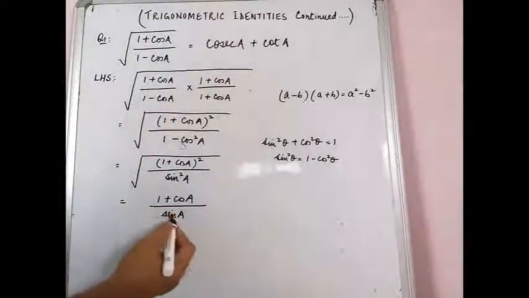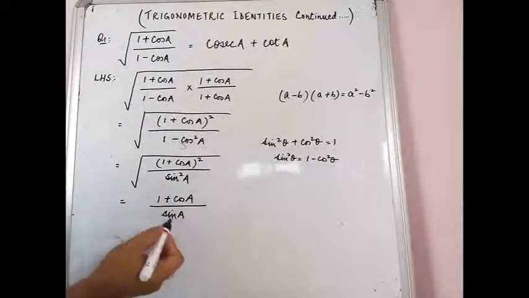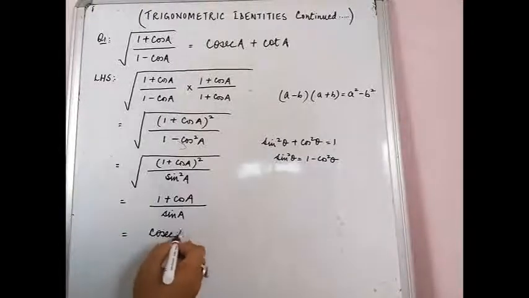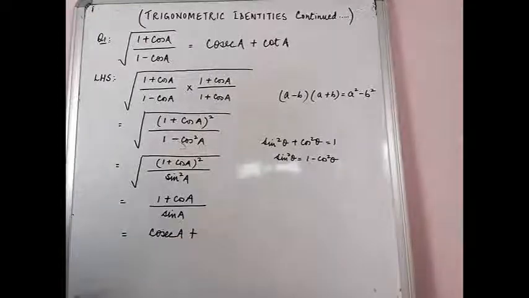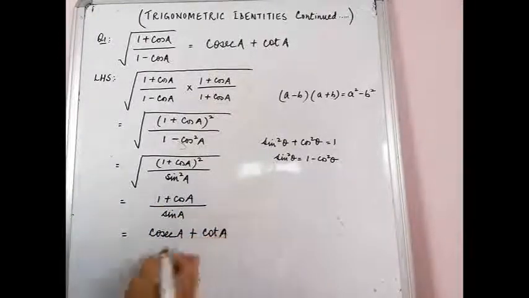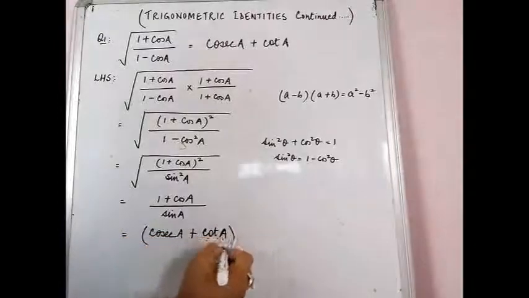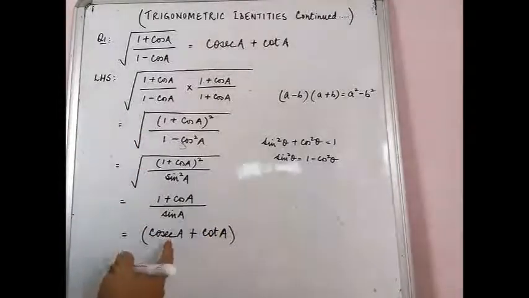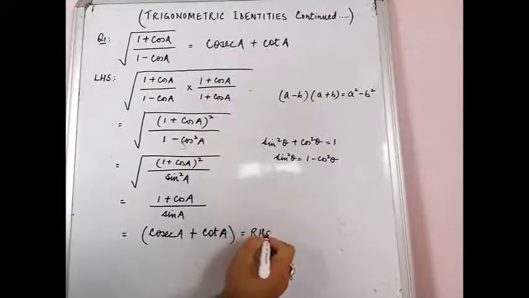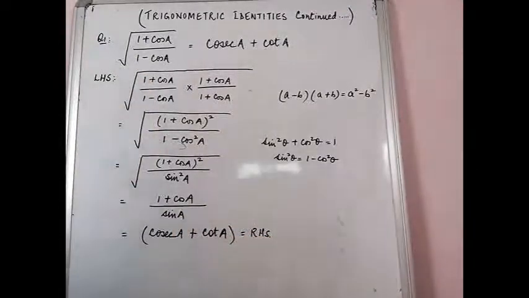So if you observe this carefully, 1 upon sine A can be written as cosec A plus cos A upon sine A is simply nothing but cot A. So in hardly 4 steps you get cosec A plus cot A, which is equal to your right hand side. Therefore your question has been proved.